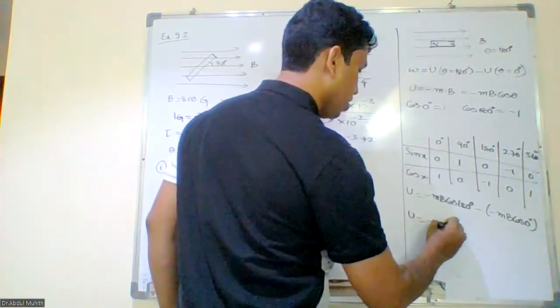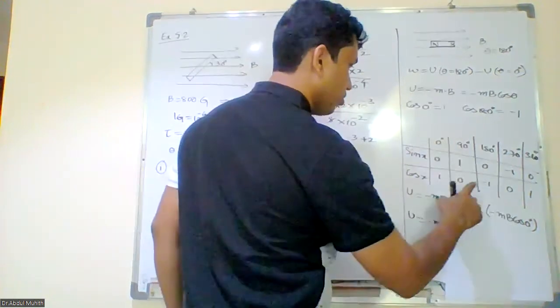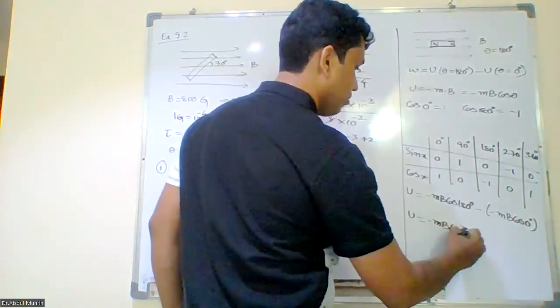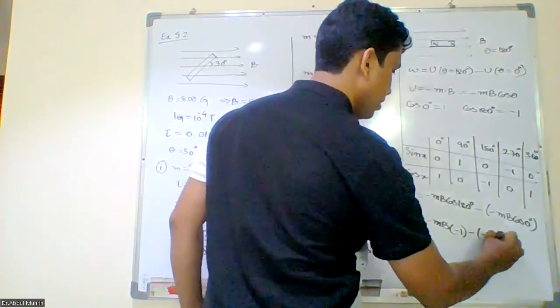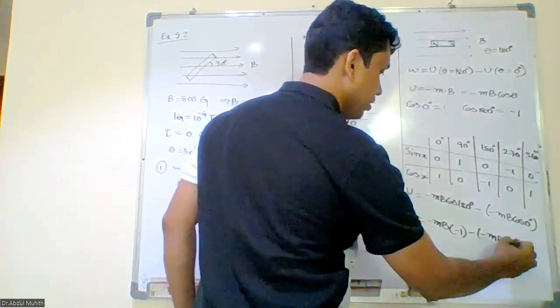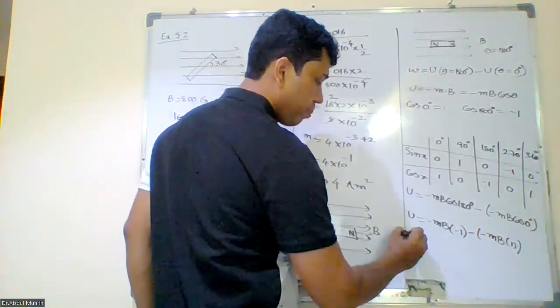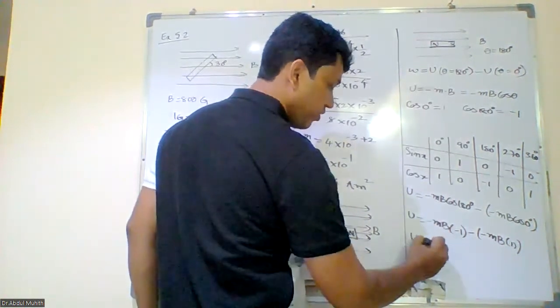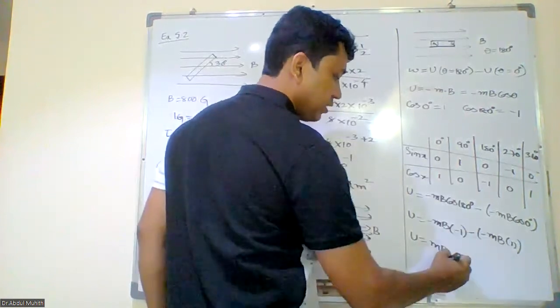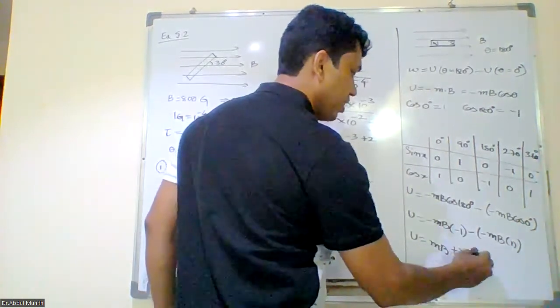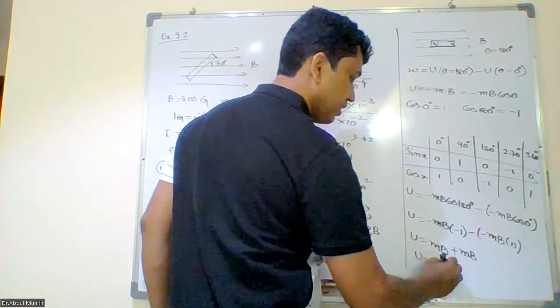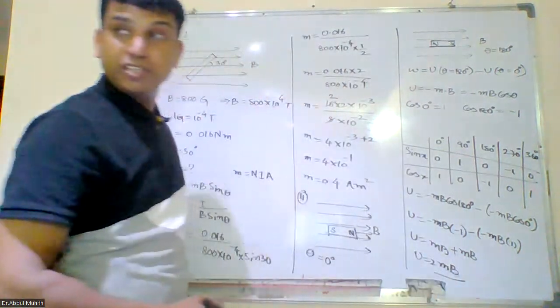Minus MB, cos 180 is how much? Cos 180 is minus 1. Minus MB, what is cos 0 value? 1. Is that okay? Are you understanding? Now minus into minus becomes plus. Again here minus into minus plus. That is how we got MB plus MB, which is 2MB. Got it?